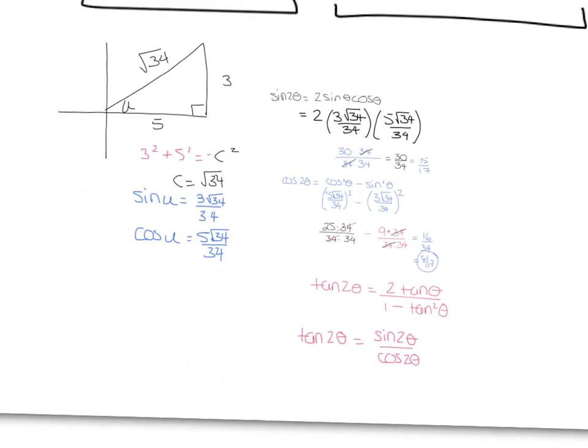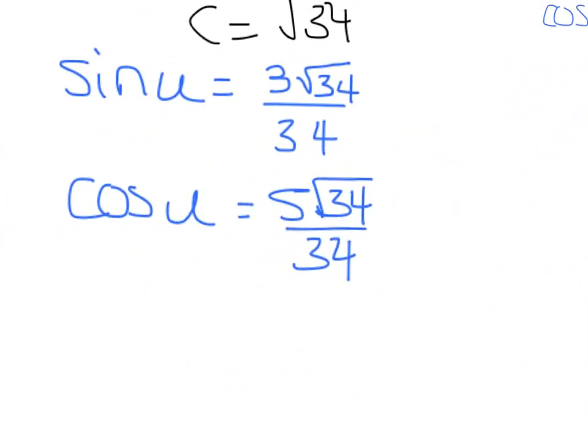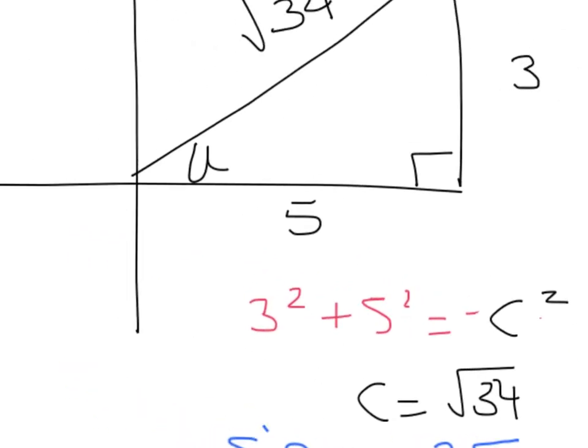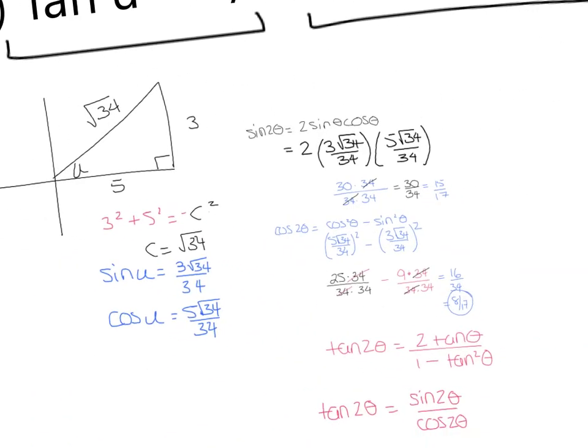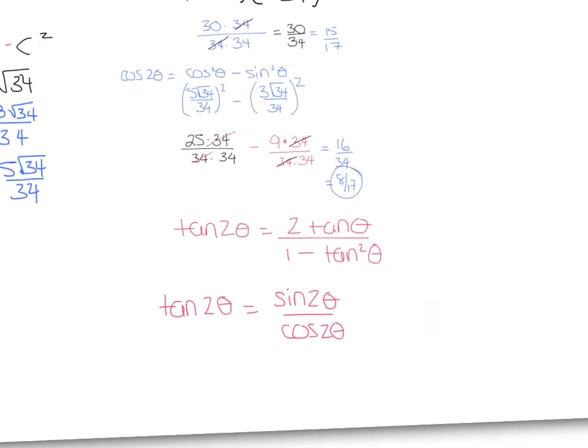Do not make the error of substituting this. This is not the double angle of sine and cosine. That's the single angle, okay? So be careful with that. If you're going to use single angles, you must use the given for tangent. But because I have the double angles, I'm going to shortcut.